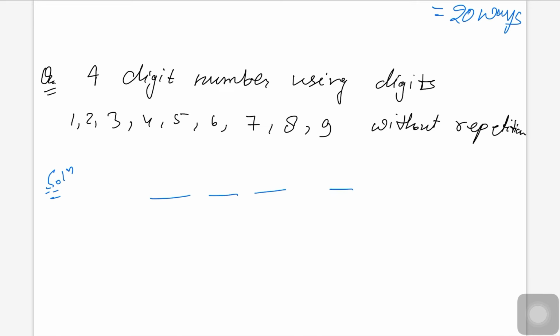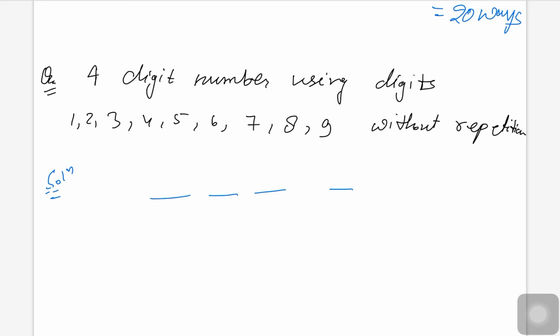There is only one condition, that it is a 4-digit number. There is no other condition. So I can start from either this side or this side if there is no condition. But if there is a condition, then first of all you have to satisfy the condition. Remember this. I will tell you in further examples. So you can go from here or here. It depends on you.